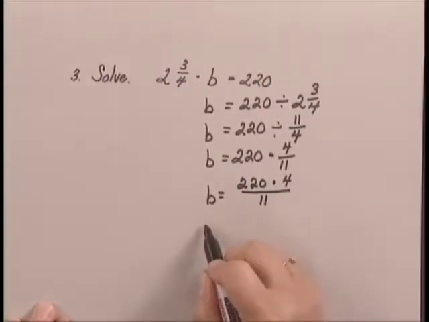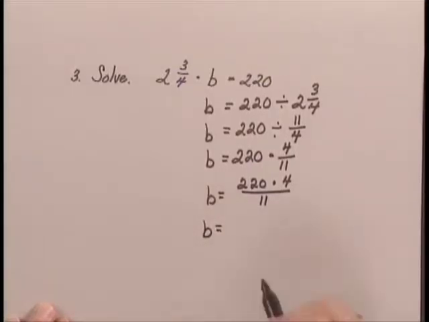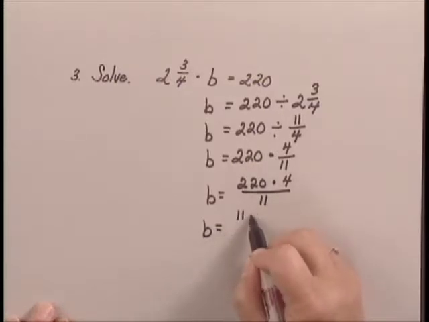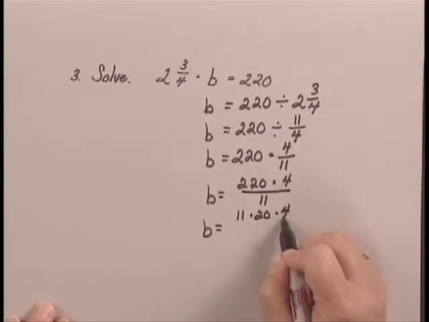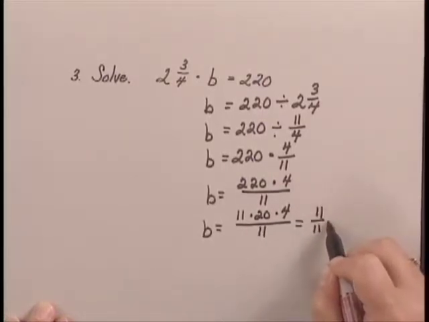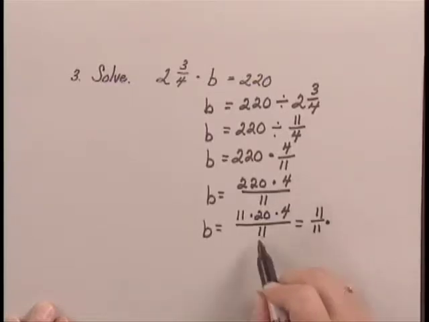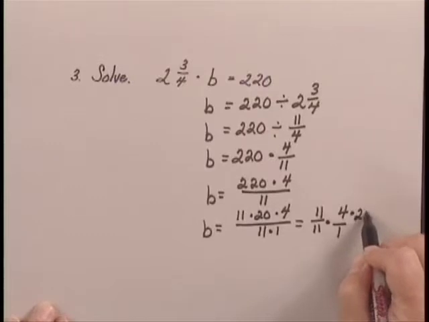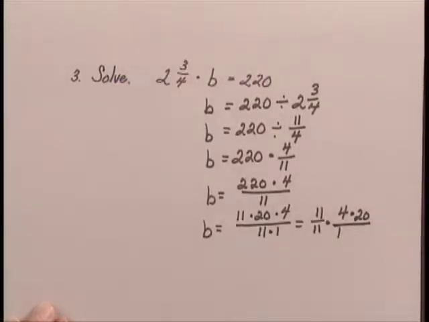Now we try to simplify. 220 times 4/11, factoring 220, I see that there's a factor of 11 in 220. So I write 220 as 11 times 20, and then times 4 divided by 11, which is 11/11 times, now I move the 11 out of here so I can add a factor of 1 and write this as 4/1. And then there's also a factor of 20 in the numerator. So 11/11 is 1, 4 times 20 is 80, and I have that B equals 80.